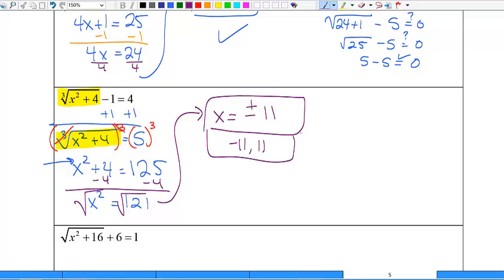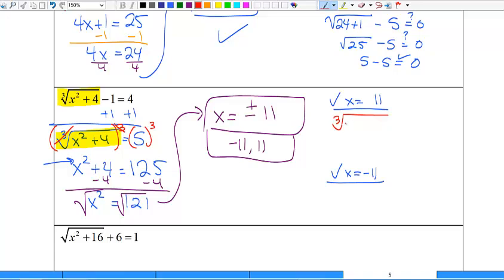So I say potential because I have to check my work, not because I'm worried that you're not doing your answers correctly, but because inherent in this process, sometimes you get extra answers, and that's not your fault. So we have to check both of them independently. So let's do 11 first.